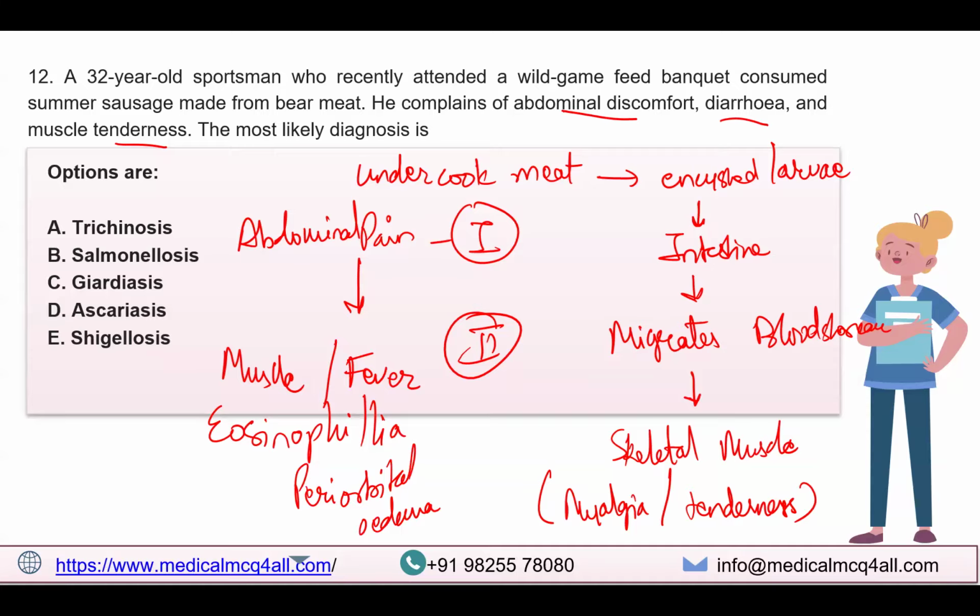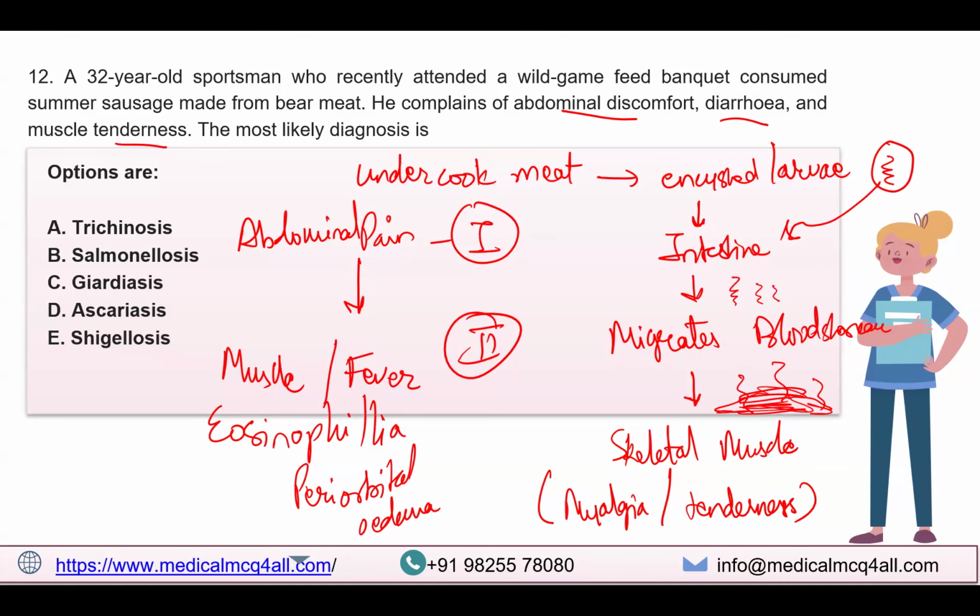First, what happens? The undercooked meat you eat, the larvae is encysted, that is, it is inside a capsule. So supposedly this is a capsule, this is a larvae. It goes into the intestine, and in the intestine it becomes a normal larvae. Now it gets migrated and goes into your skeletal muscle. So supposedly this is your muscle. This larvae is going to come and sit here. After that, that is going to cause you myalgia or muscle tenderness.